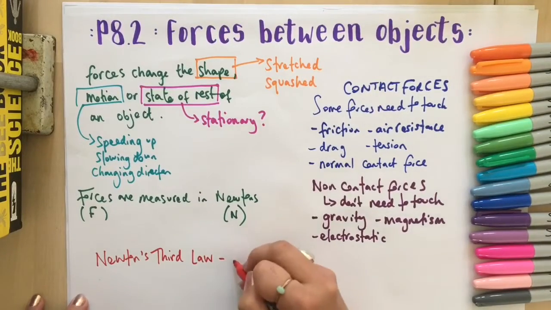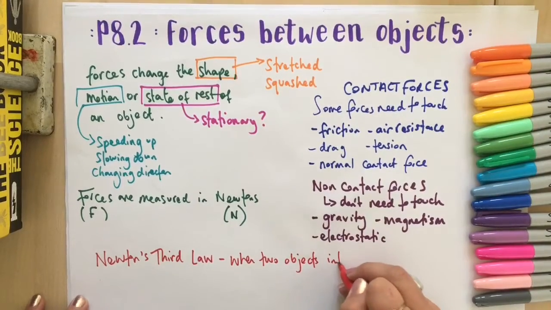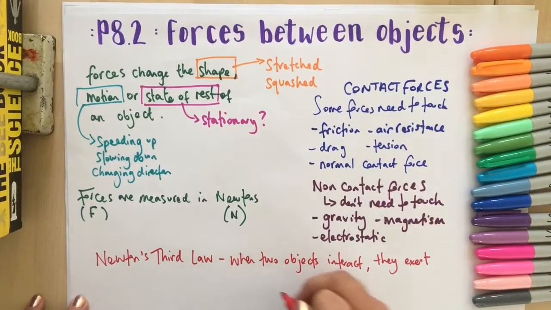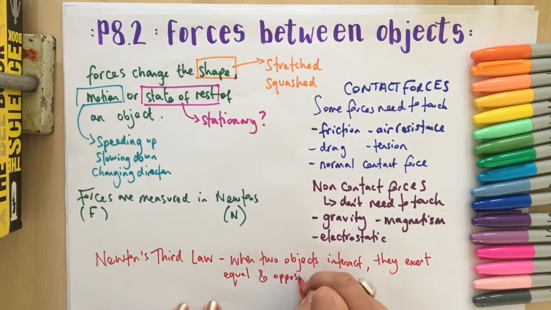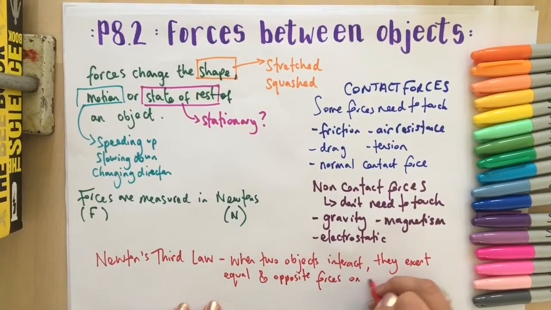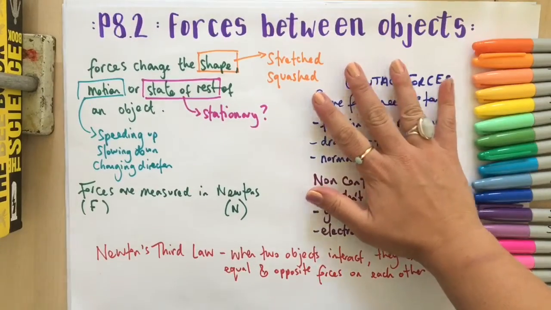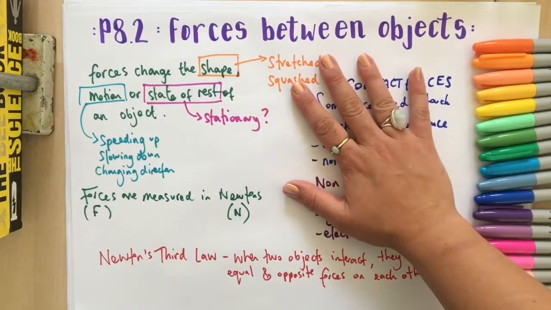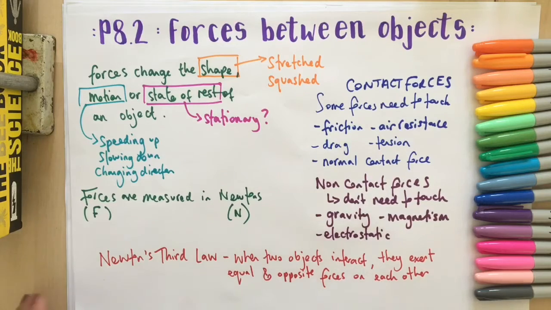And this is that when two objects interact, they exert equal and opposite forces on each other. So the example that I used was my hand hits the table. My hand exerts a force on the table. We could say that that's a force going down, and so therefore the table exerts a force coming up, because then it is equal and it is opposite.